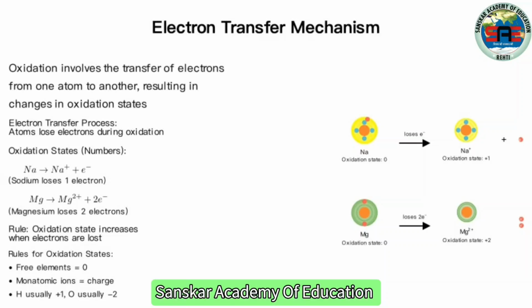The rules for determining oxidation states include: free elements have an oxidation state of 0. Monatomic ions have oxidation states equal to their charge. Hydrogen is usually +1, and oxygen is usually -2.